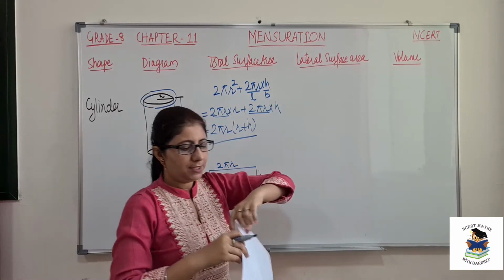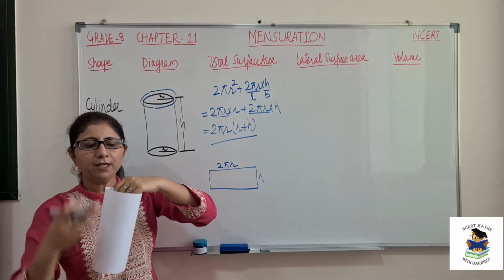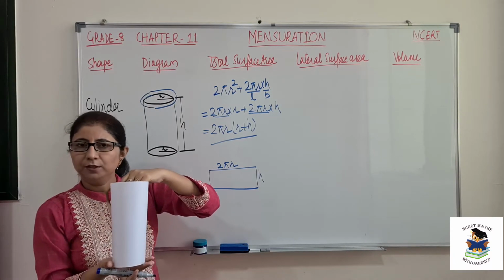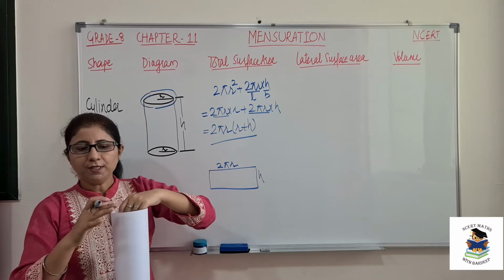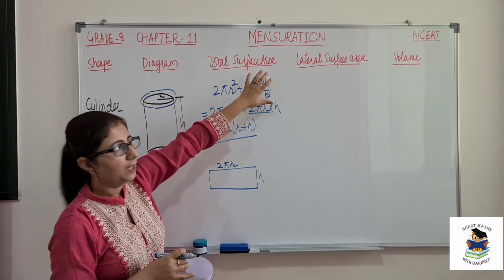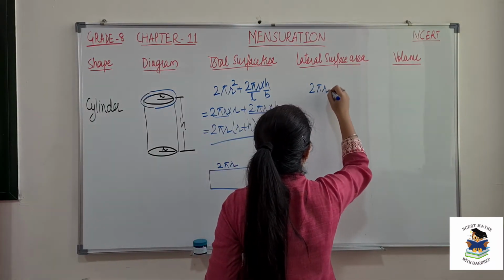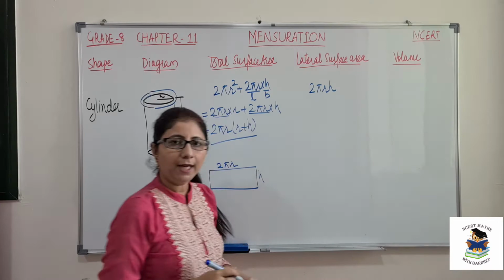So lateral surface area again means only this curved part, except your top and bottom of the cylinder. So this 2 pi r square is not required. Only this curved part. So what is lateral surface area? This is 2 pi r into h.